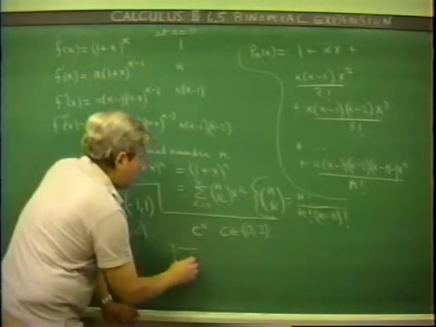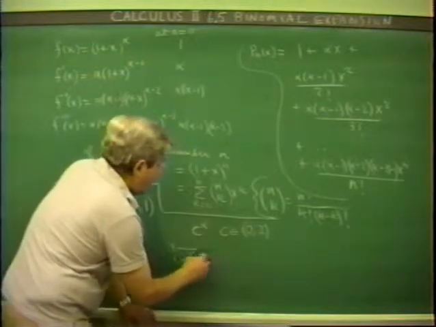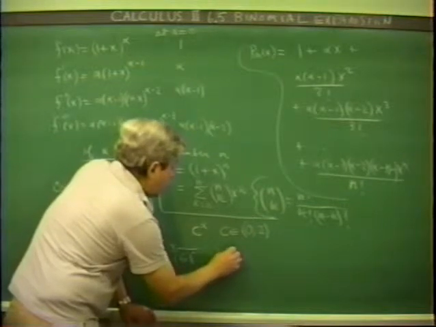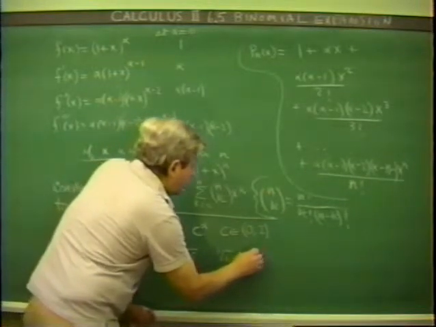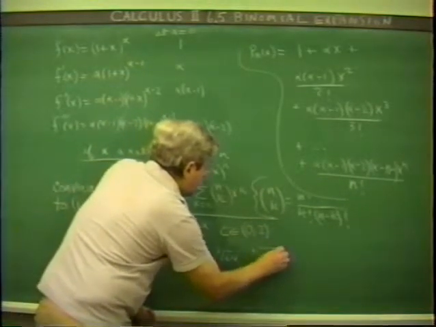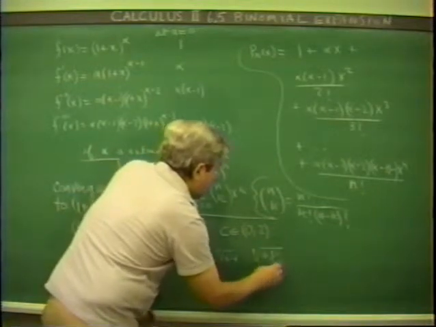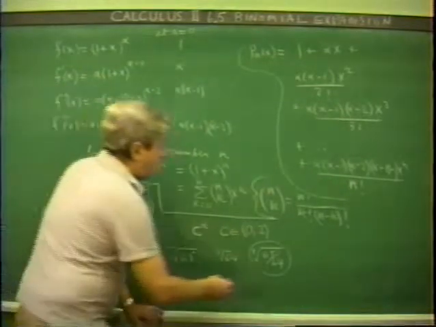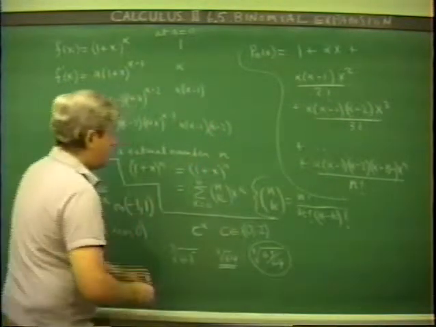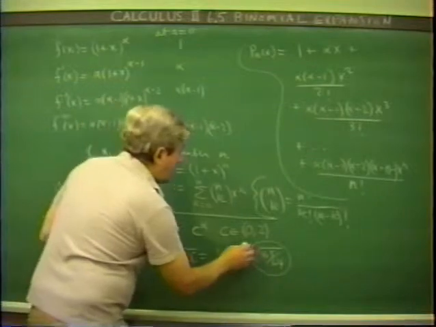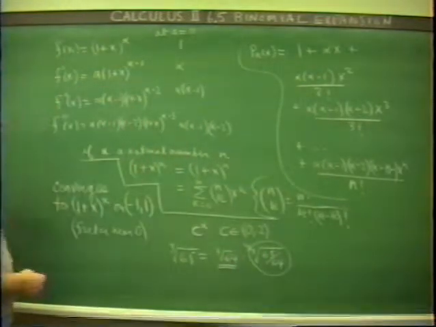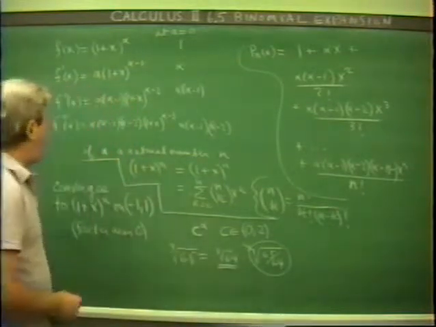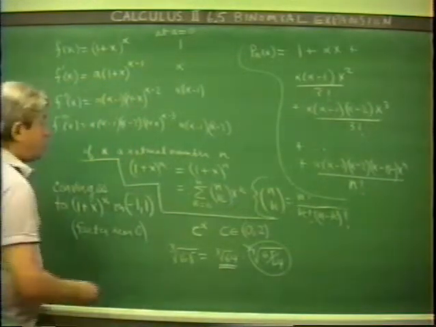For example, if you wanted to take, let's say, the cube root of 65, instead of using the cube root of 65, the cube root of 64 is pretty close here. You could write this as cube root of 64 times the cube root of 65 over 64, and compute the cube root of 65 over 64 using the binomial, and multiply it by 4 here.